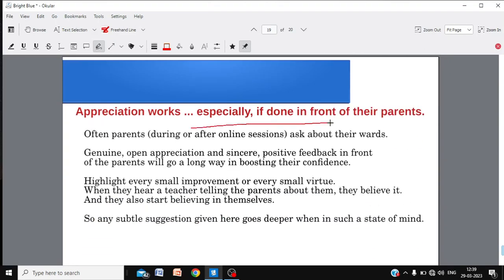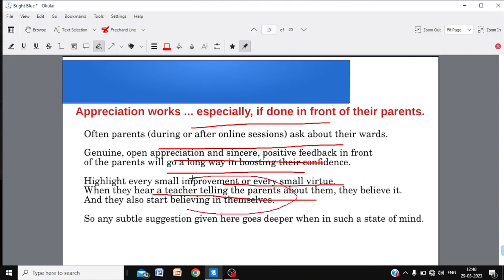Appreciation works if done in front of their parents. Often parents during and after online class ask about their wards. Genuine open appreciation, sincere positive feedback in front of parents will go a long way in boosting their confidence. Highlight every small improvement, every small virtue. And when they hear a teacher telling the parents something positive about them, they believe it and they start believing in themselves.